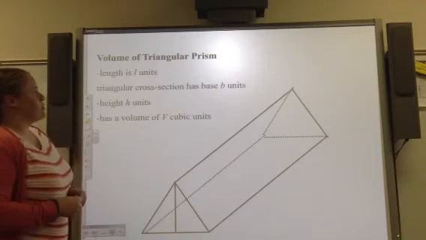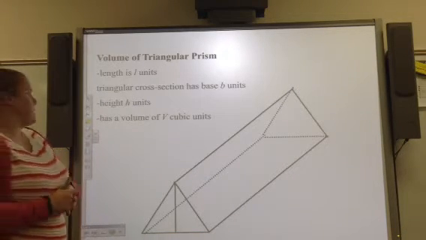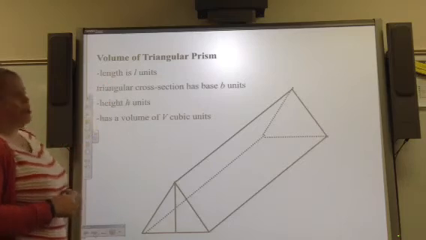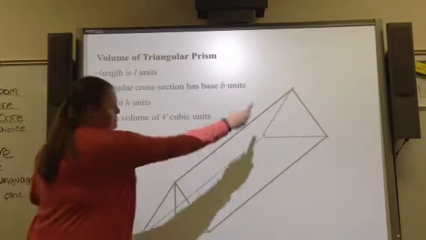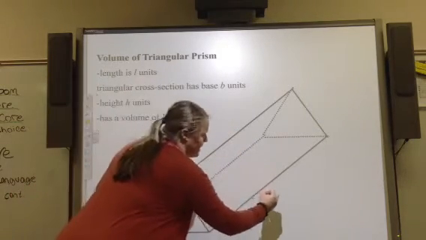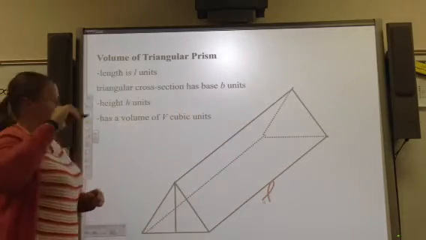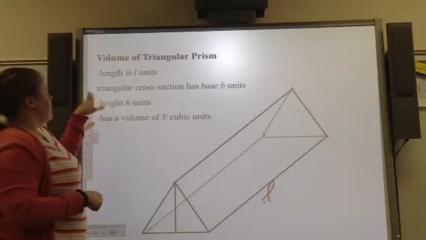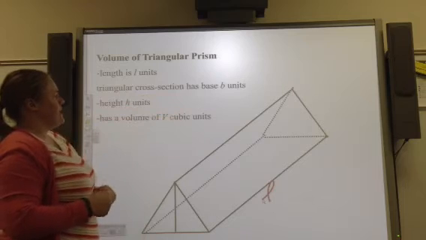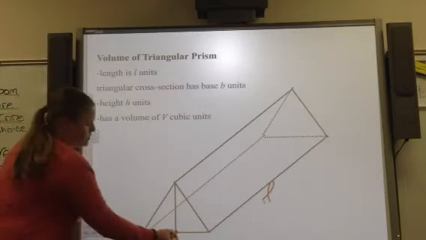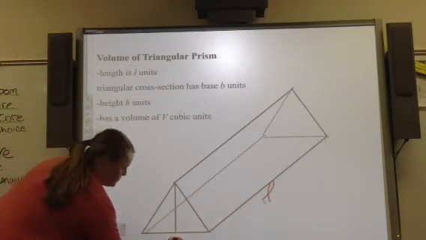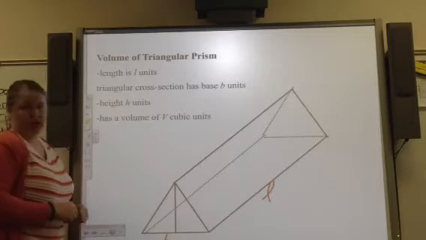To find the volume of a triangular prism, you need to know three things. First is length in L units. So the length of this prism is L units, using a cursive L. A triangular cross-section has a base of B units. So the base of this triangle is B units.